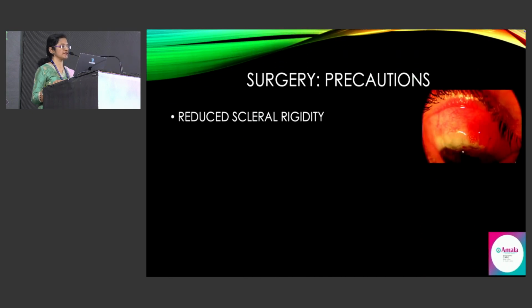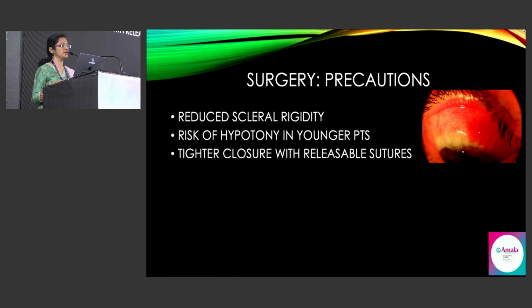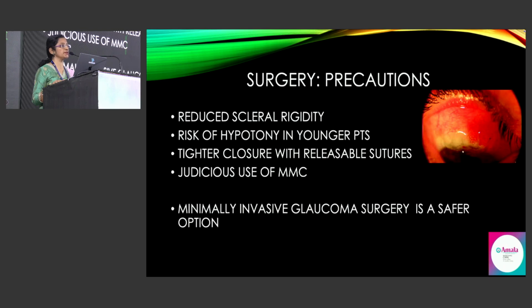Surgery, again: there's a reduced scleral rigidity and the risk of hypotony in younger myopic patients. So go for a tighter closure with releasable sutures with judicious use of MMC. And in myopes, minimally invasive glaucoma surgery would be a better option.